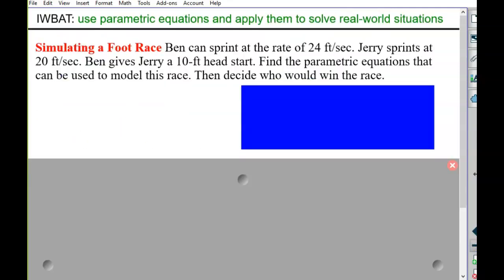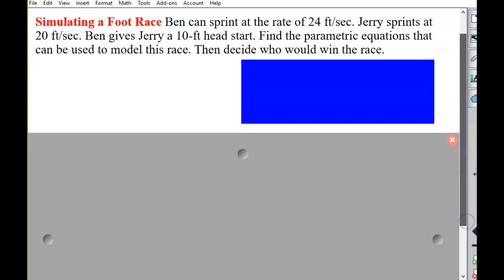Let's go back to our warm-up. What I'd like you to do is take this idea of Ben can sprint at a rate of 24 feet per second. Jerry sprints at a rate of 20 feet per second. Ben gives Jerry a 10-foot head start. Find the parametric equations that can be used to model this race, and then decide who would win. So what we're going to do is we're going to write the equation. Can you write an equation for Ben and Jerry that relates to parametrics?